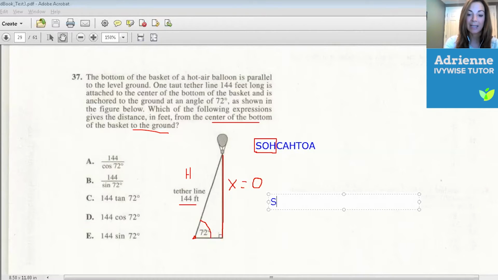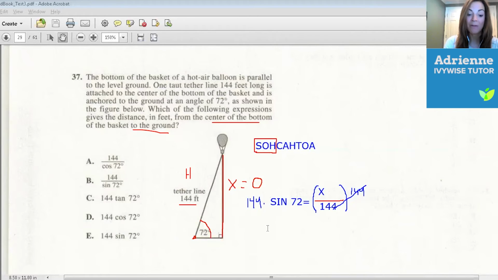So basically, it boils down to sine of 72 degrees is going to equal X over 144, as we can see right here. So now it turns into a simple algebraic equation that we just have to solve for. So as many of you know, in order to get rid of the denominator of a fraction, we need to multiply by that number. So we're going to cancel out the 144, and whatever we do to one side in an algebraic equation, we have to do to the other. So we're going to multiply by 144 to the sine 72.